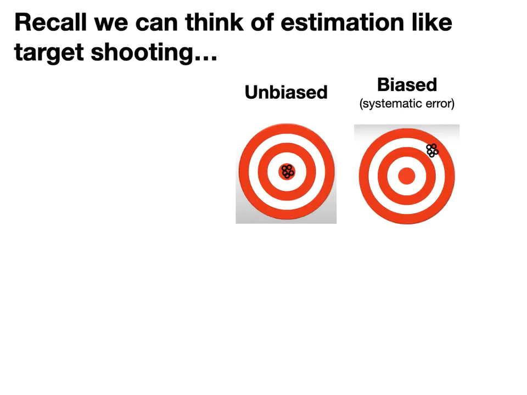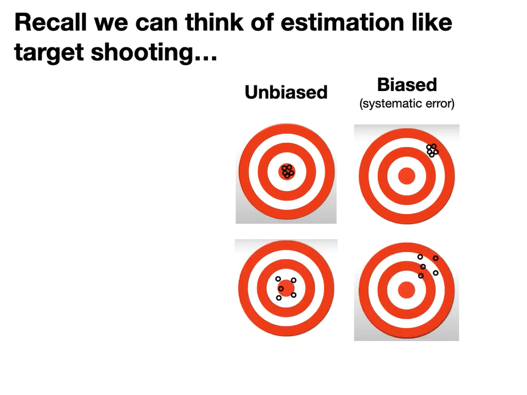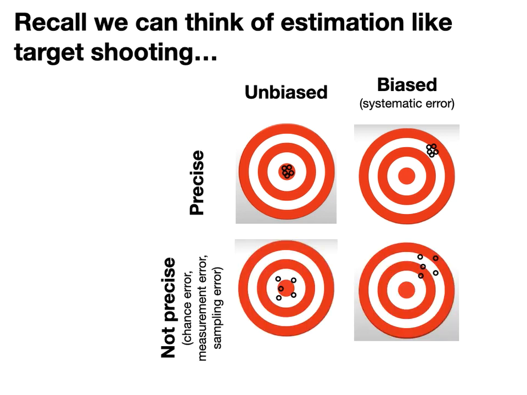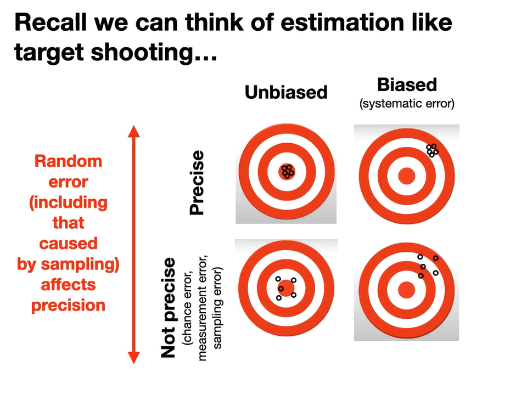Now coming back to this diagram of estimation, I'm going to add on to it. I'm going to build it up. So last time we looked at biased sampling. That creates systematic error. Now I want to add in random chance sources of error. So now we've got this two-dimensional diagram here. In the vertical axis, we've got precision. Random error, including sampling error, affects precision, right?